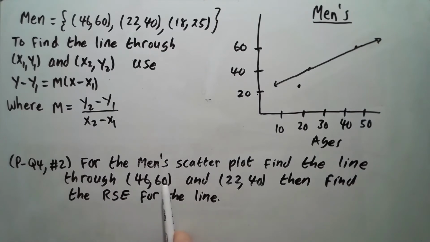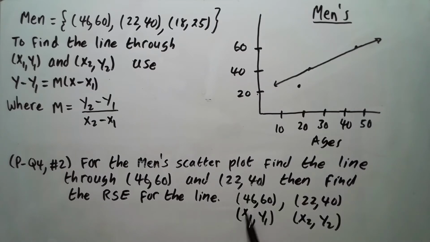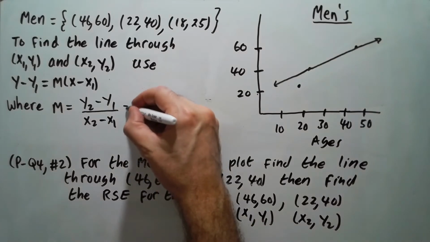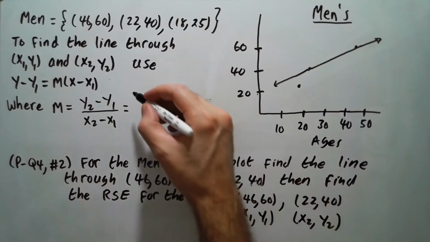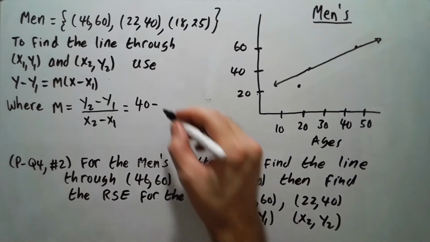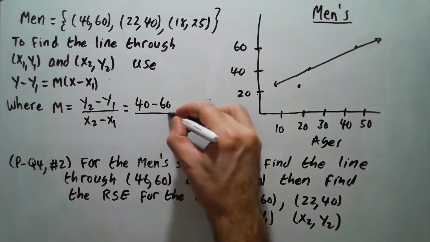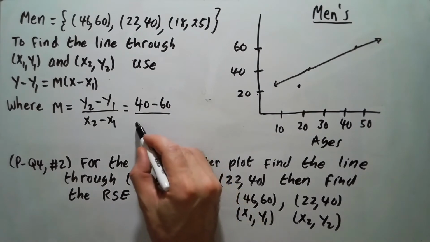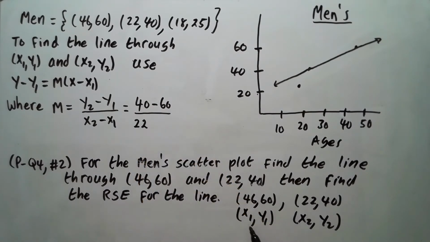And here are our 2 points in our case. So we're going to label this one (x1, y1), this one (x2, y2). Okay, so I have my points here. I'm going to call the first point (x1, y1). So the 46 would be the x1, the 60 would be the y1, the 22 would be the x2, the 40 would be the y2. So let's plug in up here. My y2 is 40, minus y1, y1 here is 60, all over x2, which is 22, minus x1.